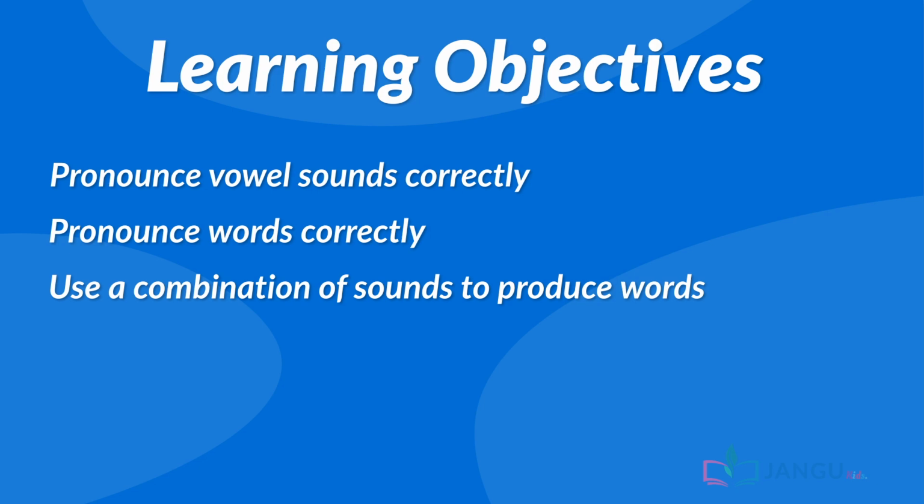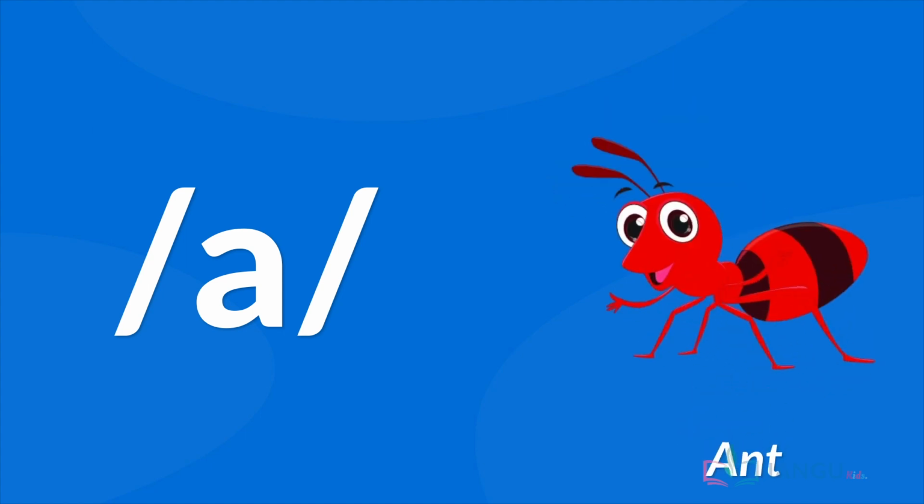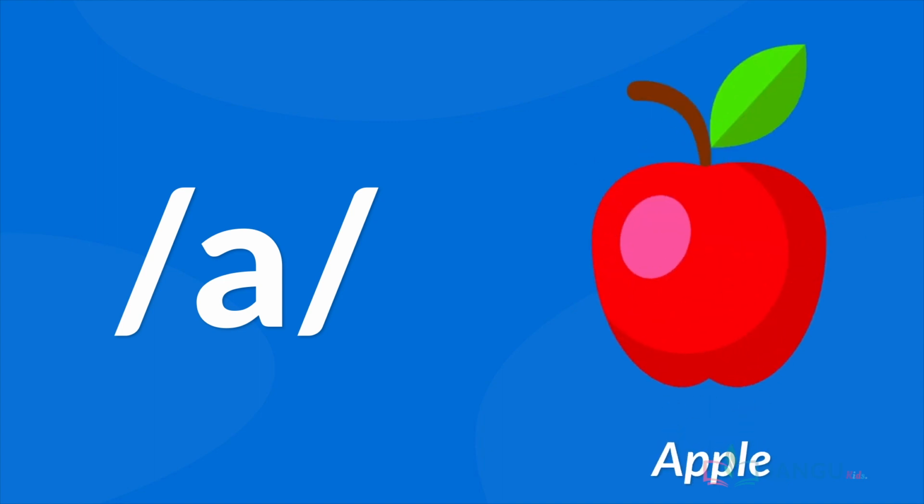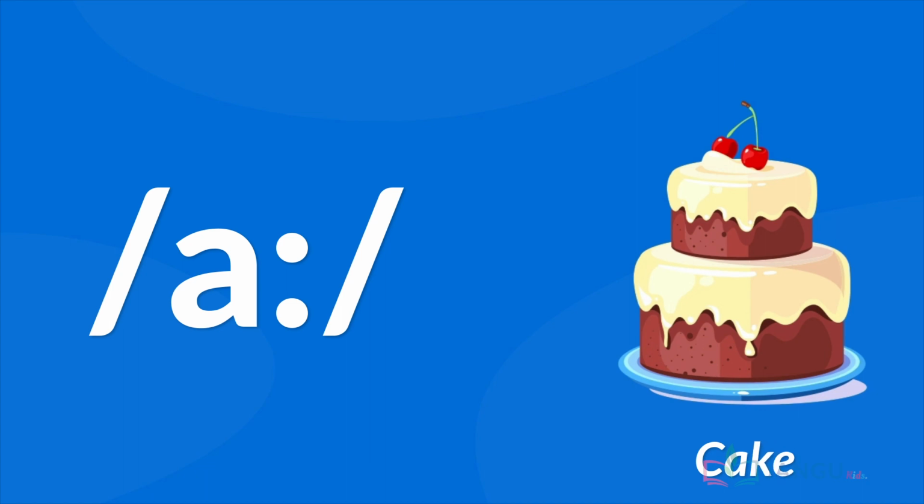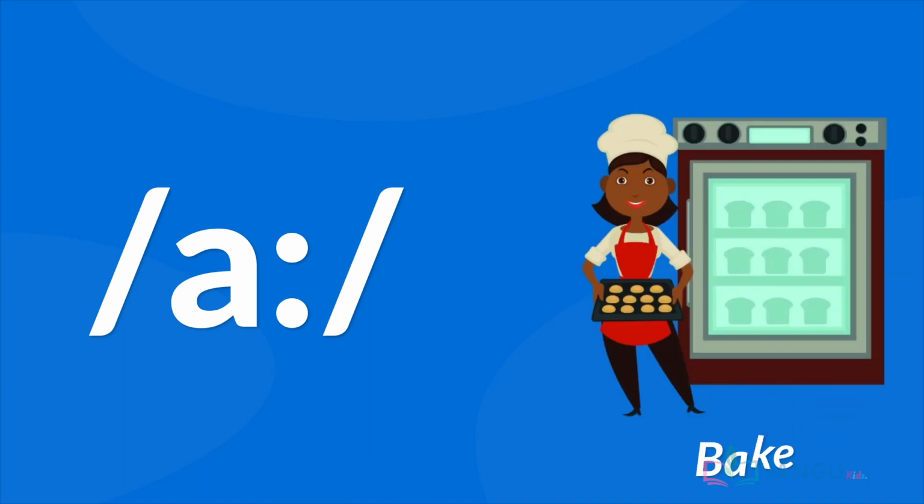Yay! Now let's begin. The short A is pronounced "ah." Vowel sound "ah" can be found in words like rat, ant, and apple, while the long A is pronounced "A." Vowel sound "A" can be found in words like cake, make, bake.